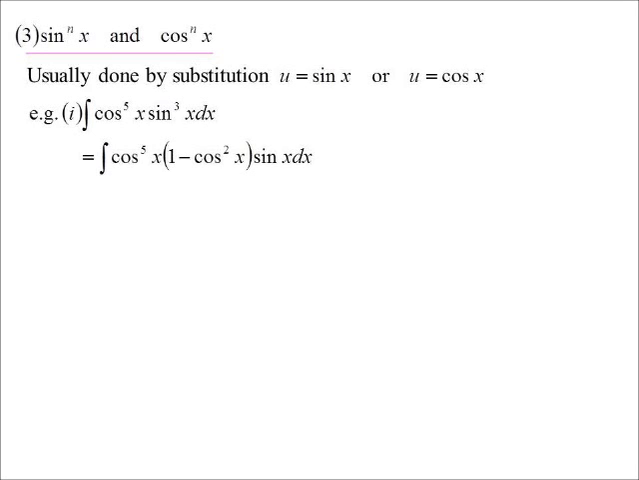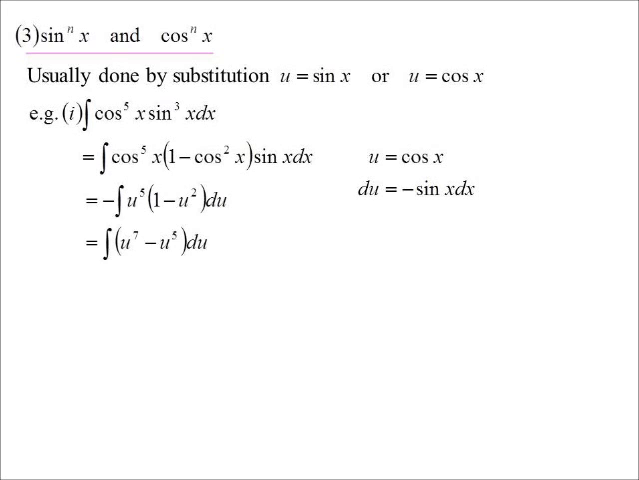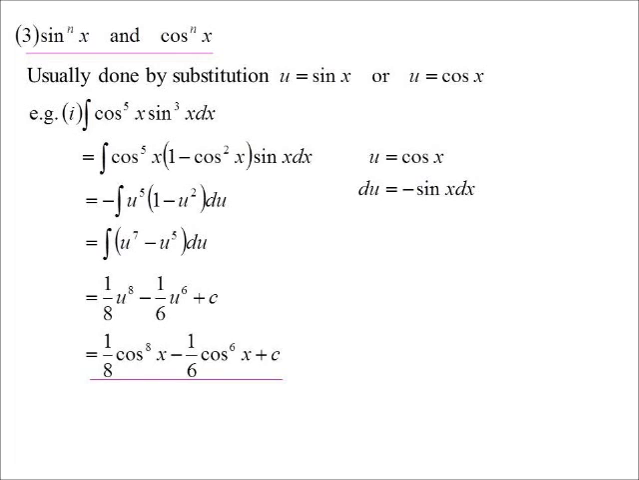The sine squared I can change to 1 minus cos squared, and now I can do a simple u equals cos x and sub in. So u equals cos x, du is minus sine x, and there we have it: u to the power of 5 times 1 minus u squared. Integrate that, it comes out quite nicely. So if they're both odd, you have a choice.